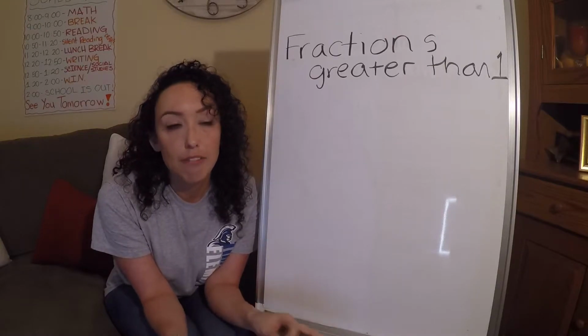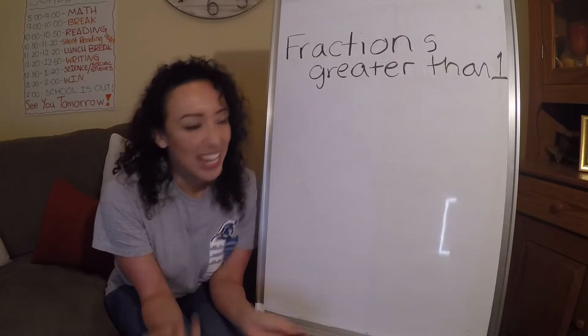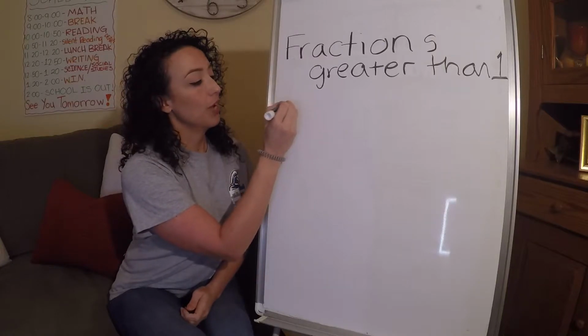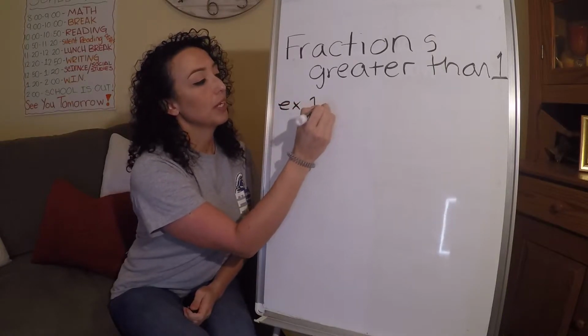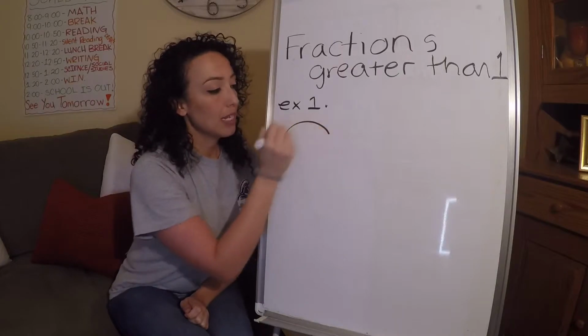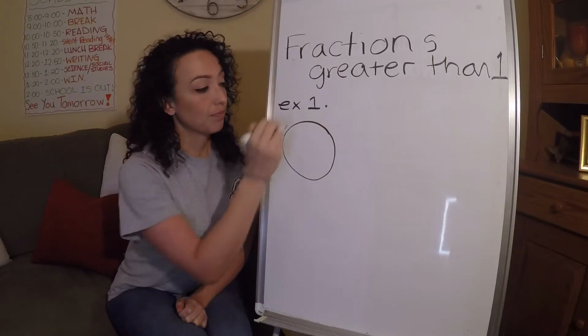So the first one we're going to talk about is, let's say everyone in my class knows I love pizza, okay? So we have a pizza. So go ahead and put example 1 on your paper, okay? I love pizza. Got my circle.